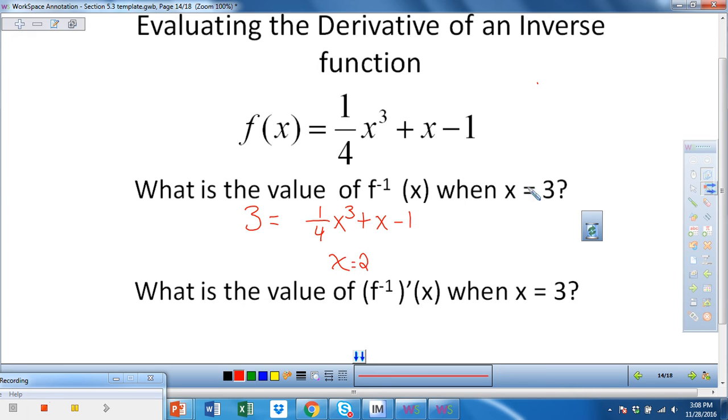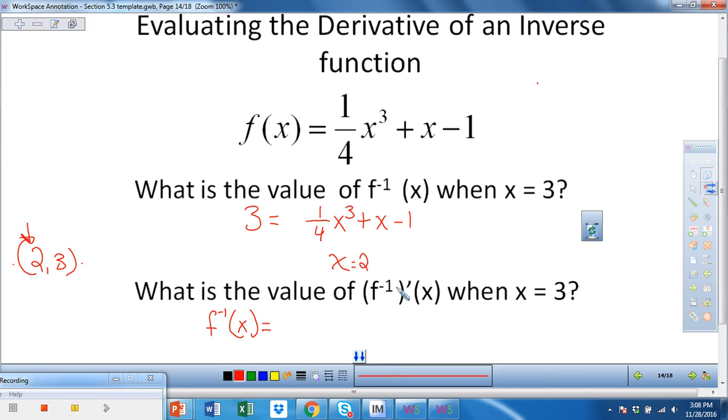So that means that in the original function, in the inverse of the function, I would have a point 2, 3. The inverse of that would have a point 2, 3. Okay? Hopefully that makes sense. So now what I need to do is I'm going to use this point of 2 in the formula that I just gave you.